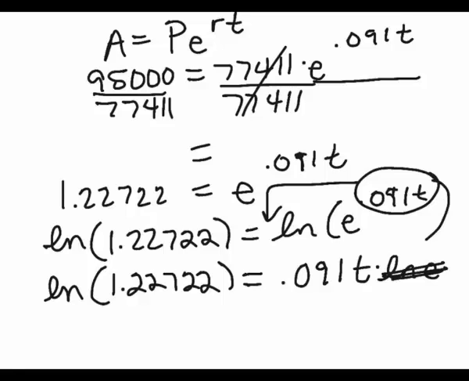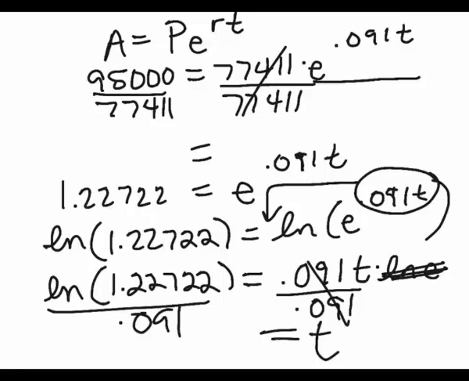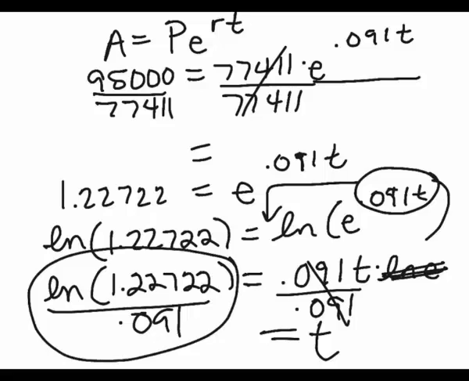So now I have the natural log of 1.22722 equals 0.091 times t. I can divide by 0.091. That's gone, and now t is isolated. So t equals this. You just put that into your calculator, and your calculator should have a natural log button, and it'll approximate how many years that is. When I put that in my calculator, I get t is 2.25 years. So about 2 years and 3 months. That's how long it would take me to get the desired amount of money.